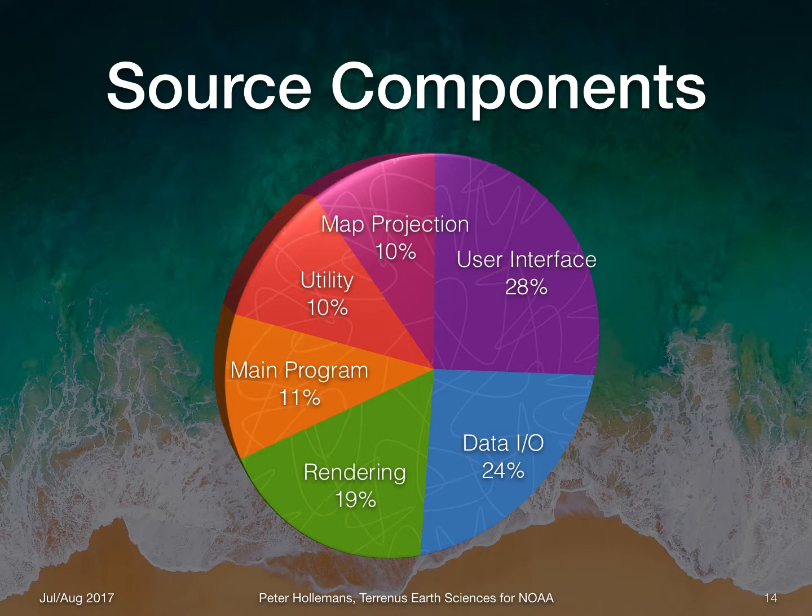Now we have a code divided into a number of source components. The user interface code that runs the CoastWatch data analysis tool takes up almost a third of the code lines, followed by the data I/O layer, which reads and writes the metadata and image data, rendering for the color images, and projection code for handling the level 2 swath and level 3 map projection coordinate transformations.